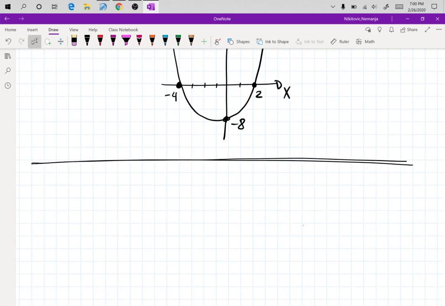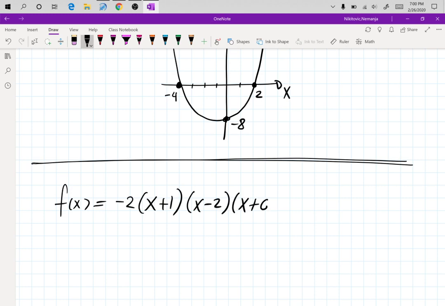Let's take a look at a more complicated case. F of x equals -2 times (x plus 1) times (x minus 2) times (x plus 6). What is the order? 3. What is A? That's all I need. A is -2, but it's negative. Well, cool.